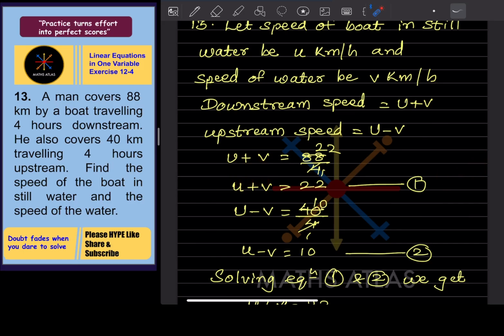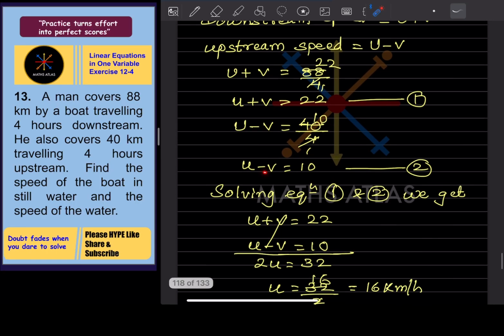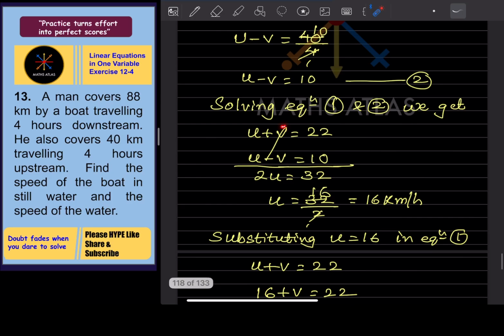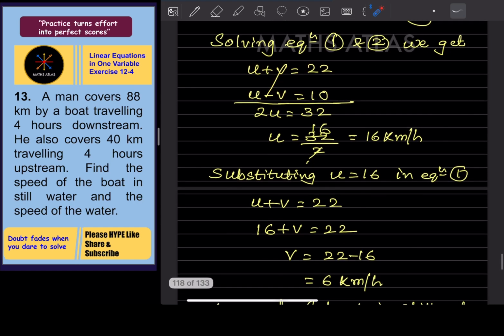In the next case, it is given he also covers 40 kilometer traveling 4 hours. That will be upstream. So upstream means u minus v, which is 40 divided by 4, and after simplifying we get 10. So u minus v is 10. This will be equation number 2. Solving these two equations, which are written down here, plus v and minus v get cancelled. So this is going to be 2u is 32. So u is 32 by 2, which is going to be 16 kilometer per hour.